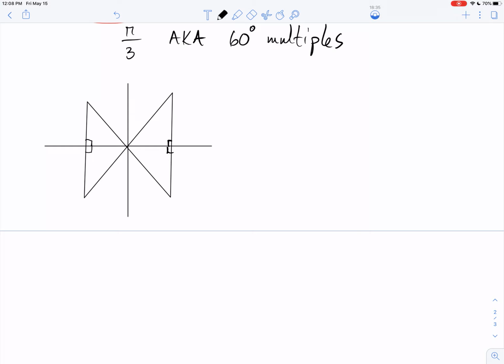But what do these all have in common? These are going to be multiples of 60, or pi thirds angles. And opposite the pi third would be rad 3. This would be a 1. This would be a 2. Opposite this one, this would be a rad 3. This would be a 1, but it'd be a negative 1. That would be a 2.